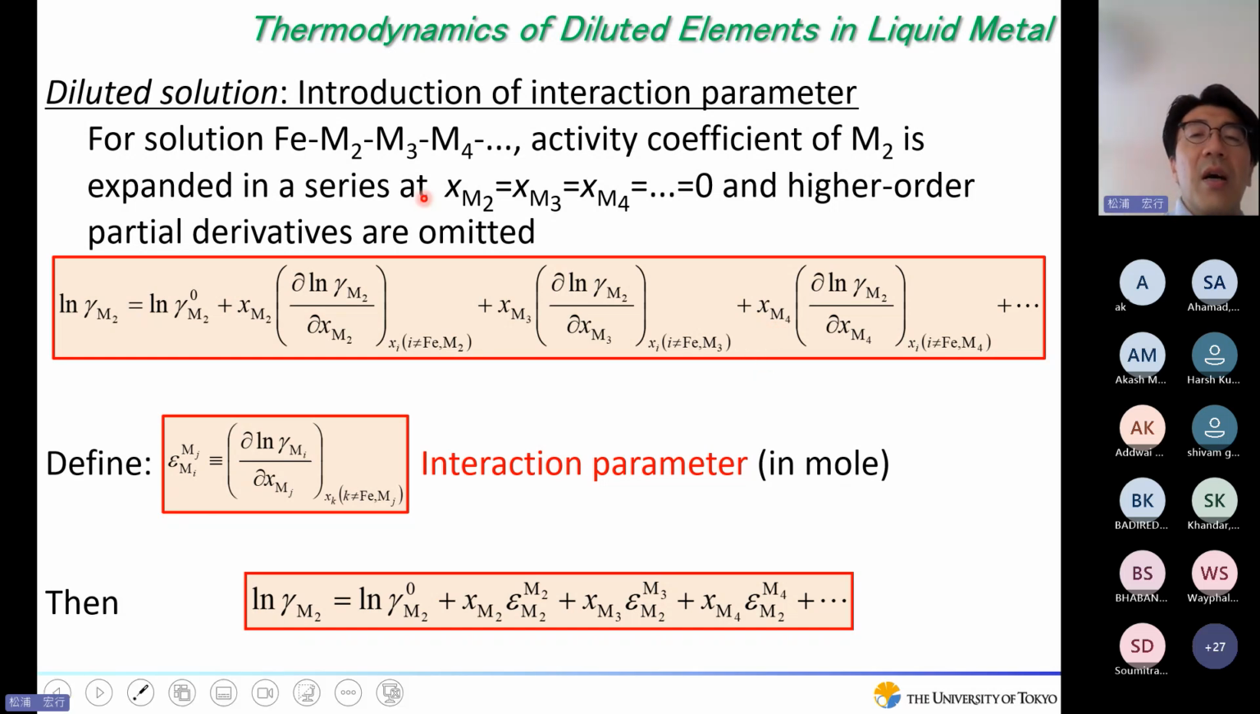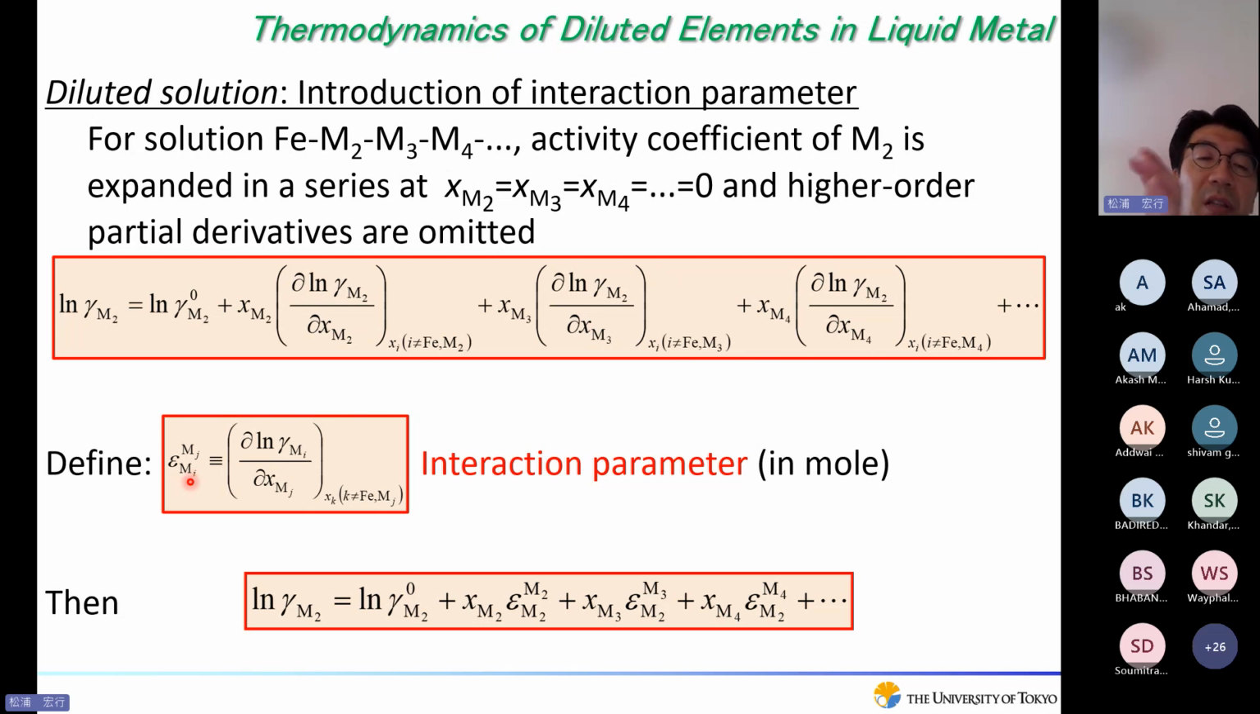When the concentration of alloying elements is not so high, you can assume that this coefficient is almost constant at a constant temperature. We define this parameter as epsilon MI MJ, and this is called the interaction parameter in mole fraction. This parameter shows the influence of the concentration of MJ on the activity coefficient of MI, and this is a kind of thermodynamic property.